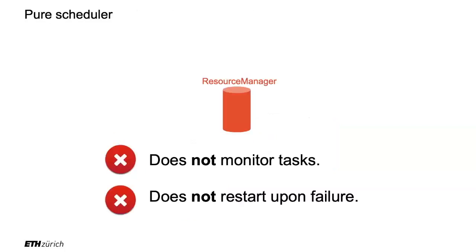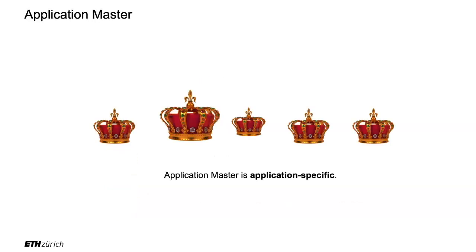What's important is that the resource manager couldn't care less if a map slot crashed. That's not the problem of the resource manager. It's the problem of the application master, right? So the resource manager just says, here are your resources and so on. It's not responsible for restarting anything upon failure. It's just scheduling things and allocating resources. It's the application master that does all of this.